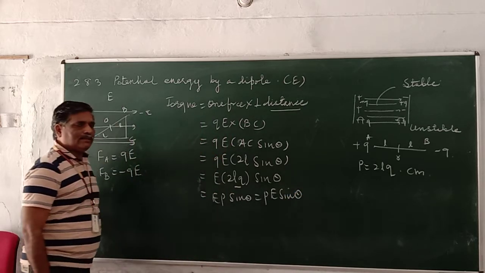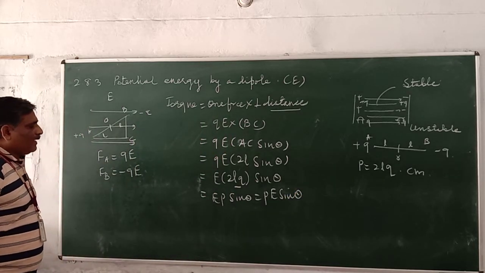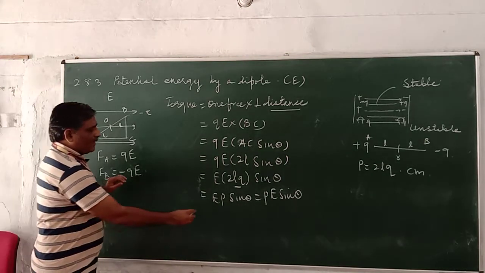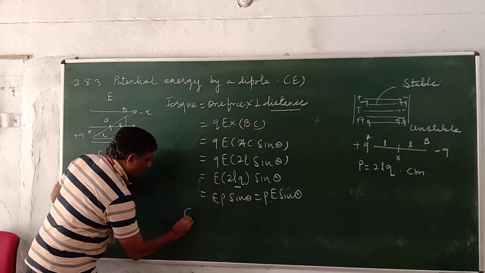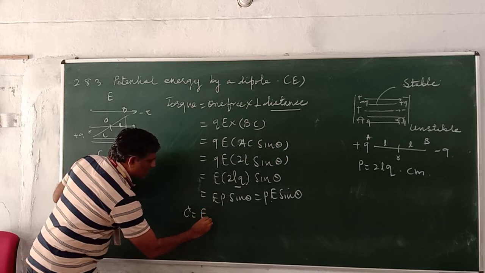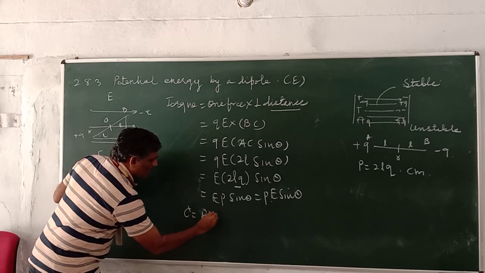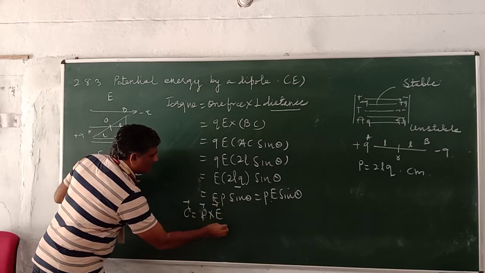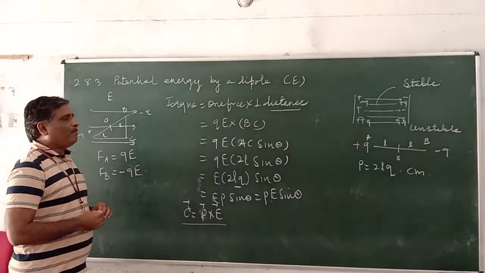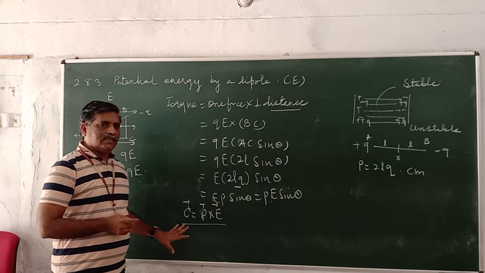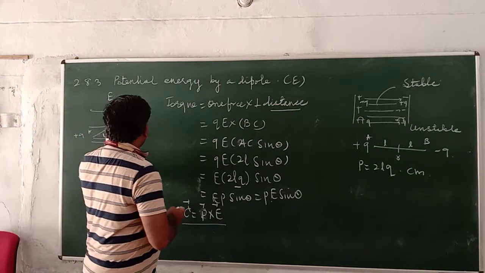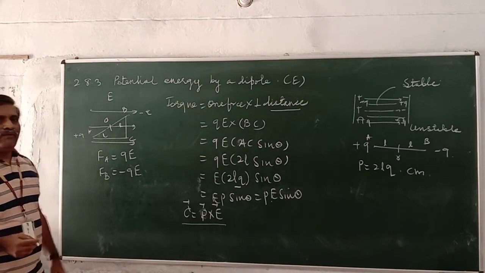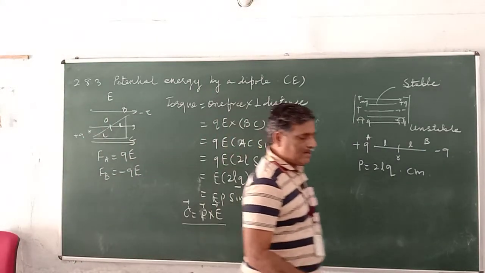You see that torque is a vector. This E is a vector and P is a vector. Therefore, torque is equal to P cross E. Torque is nothing but the vector product of P cross E. So this is the torque acting on dipole when it is placed in uniform electric field E.